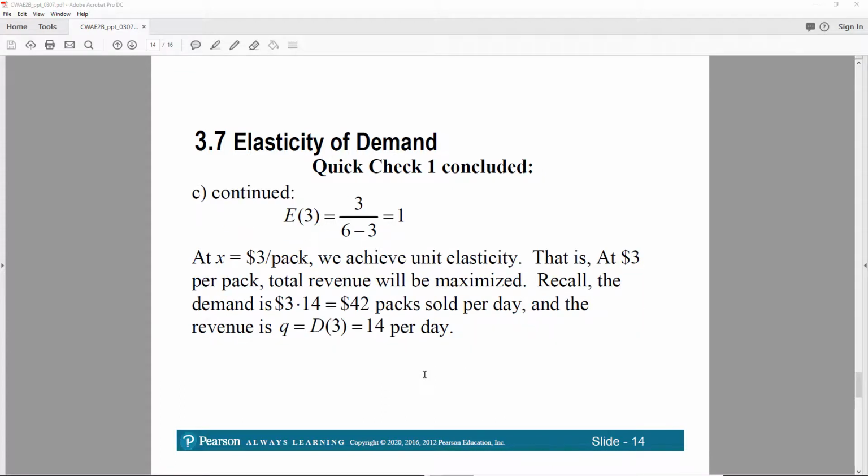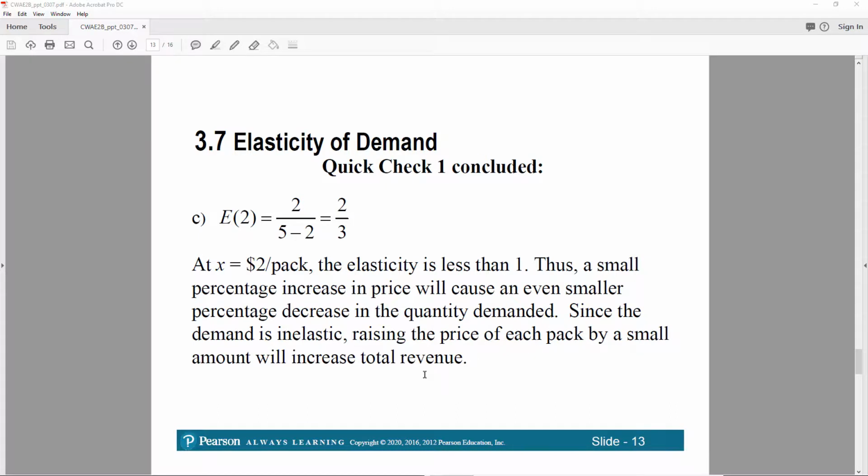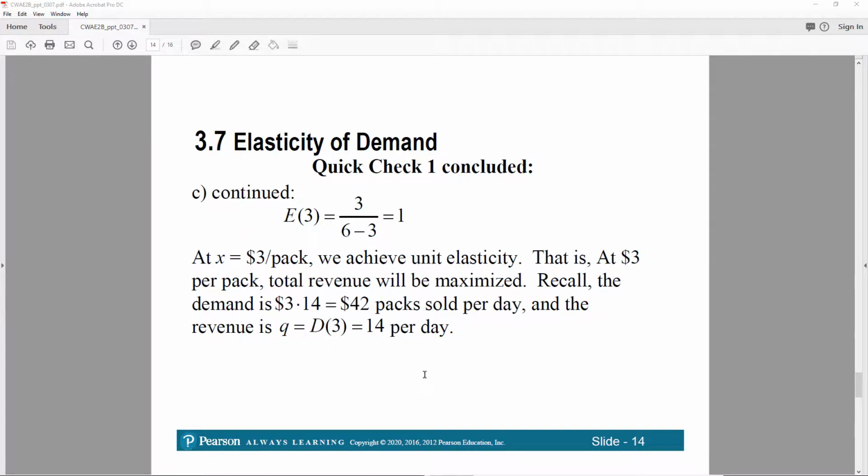When you do it at 3, you achieve unit elasticity. That is, at $3, the total revenue will be maximized. So that'll be 42 packs. The demand will give 42 packs sold per day, and the revenue will be $14 per day. That'll mean 14 packs sold per day.